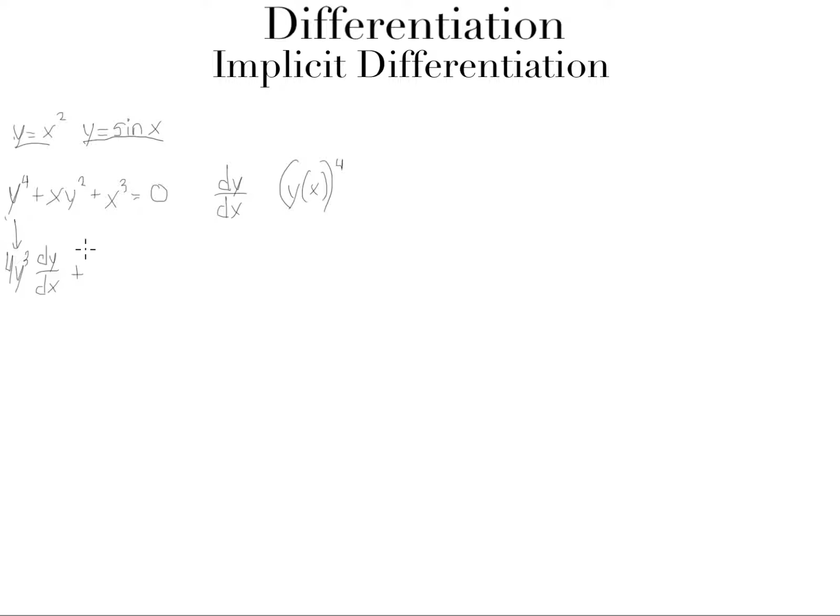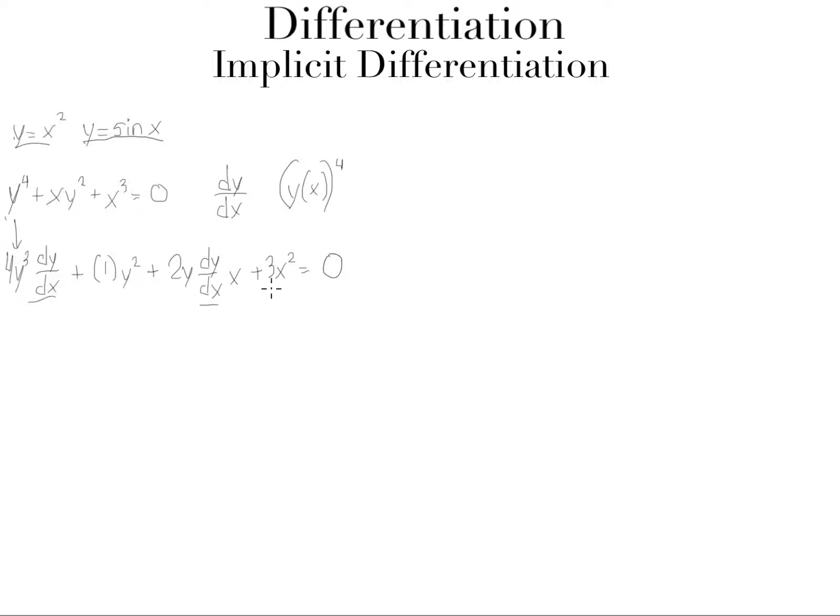So similarly, when we take the derivative of xy squared using the product rule, first we take the derivative of x times y squared, which is simply 1 times y squared. Then we take the derivative of y squared, 2y times dy dx times x, plus 3x squared using the power rule equals 0. The next step is to isolate dy dx.